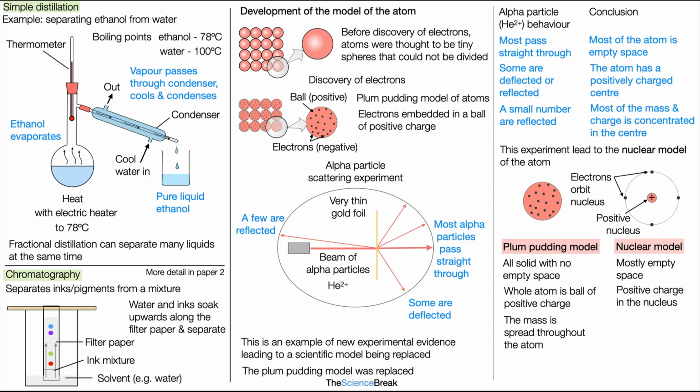The mass of the plum pudding model is spread throughout the atom, whereas in the nuclear model, the mass is concentrated in the nucleus. Electrons are embedded in the ball of positive for the plum pudding model, whereas in the nuclear model, they are in orbit around the nucleus. So there's a comparison that you should be able to do for this chemistry paper. But that wasn't the end of it.